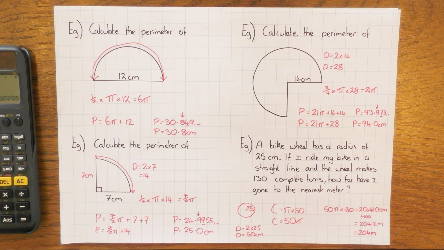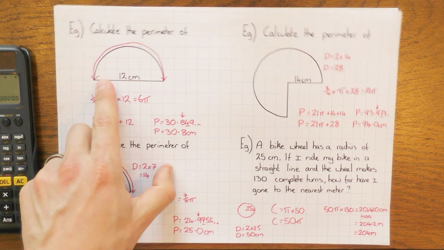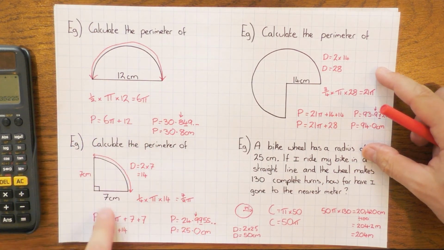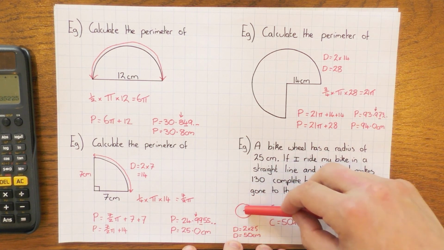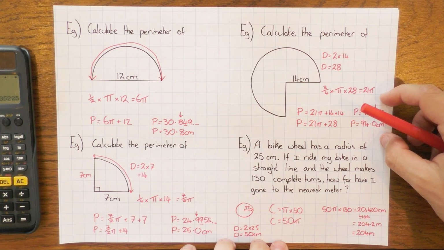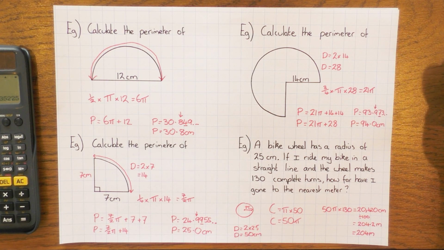So hopefully that helps, guys. A few things to watch out for with these, remembering to add the diameter and the radiuses here. Nothing to be afraid of here. Just make sure you draw a little diagram to help you to understand the question, and just remember the formula, and you shouldn't have any issues.